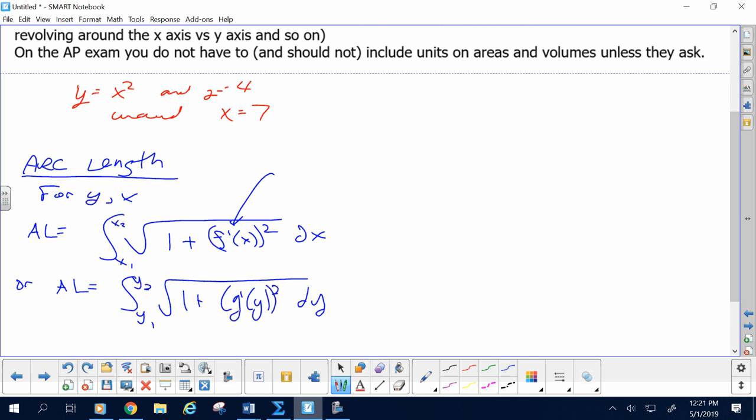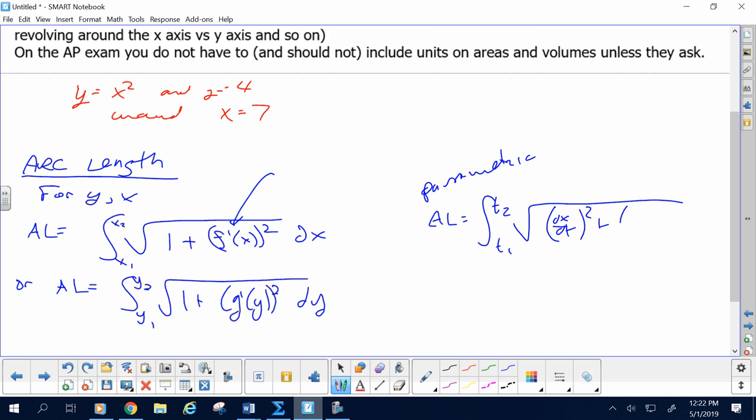Arc length in parametric, might as well say it today. Parametric arc length, which is equal to distance for parametrics, is the integral from time 1 to time 2 of the square root of dx/dt squared plus dy/dt squared dt. You could also call those x prime and y prime.